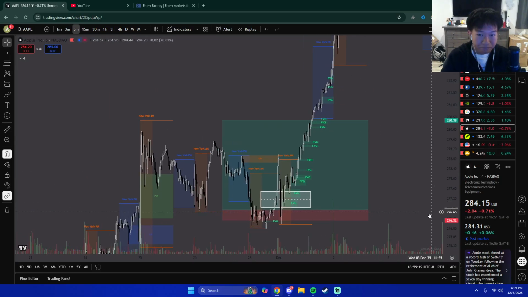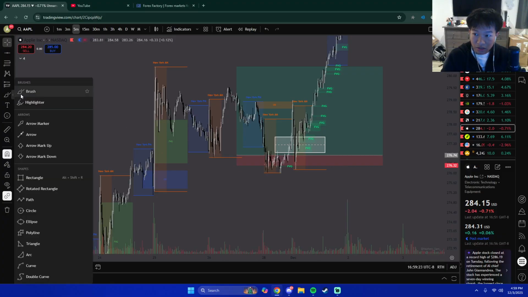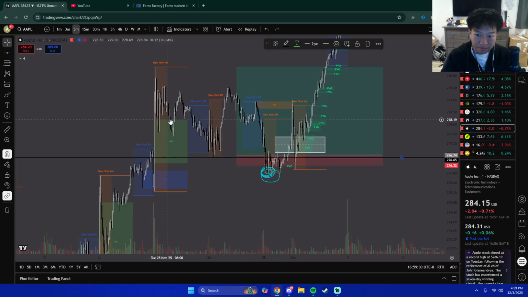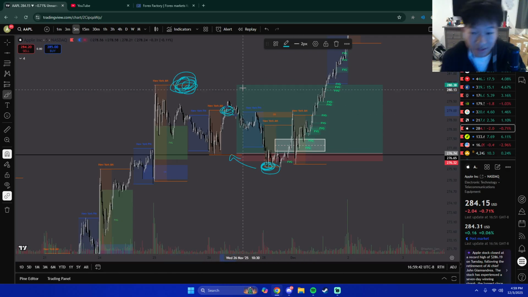So coming into Apple, I swung it on this day, on Friday, right here. Basically, price swept this low, this previous day low, and then boom, moved back up to this high right here, and it took out this high. Obviously, it was crazy. So I'm gonna explain it right now.